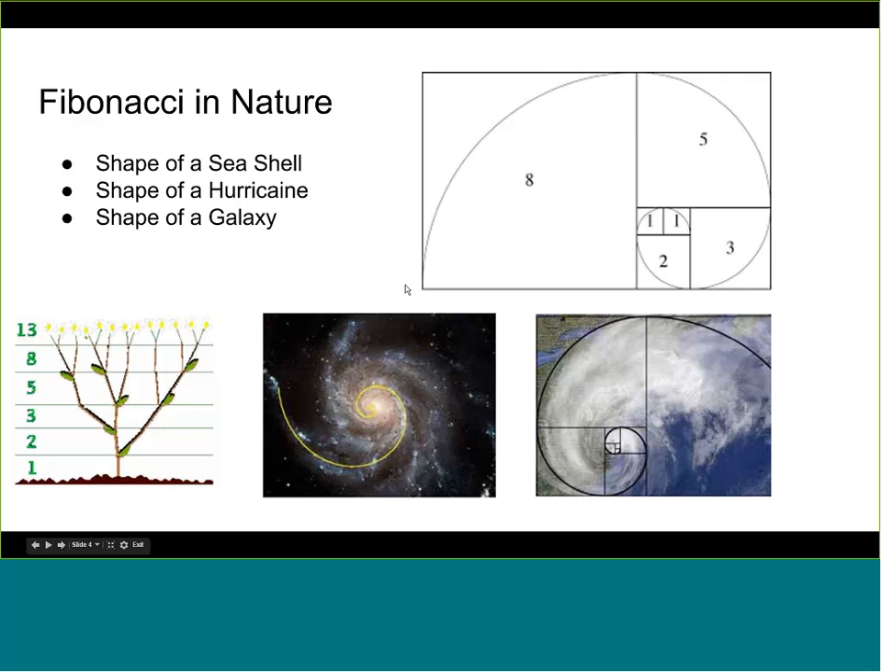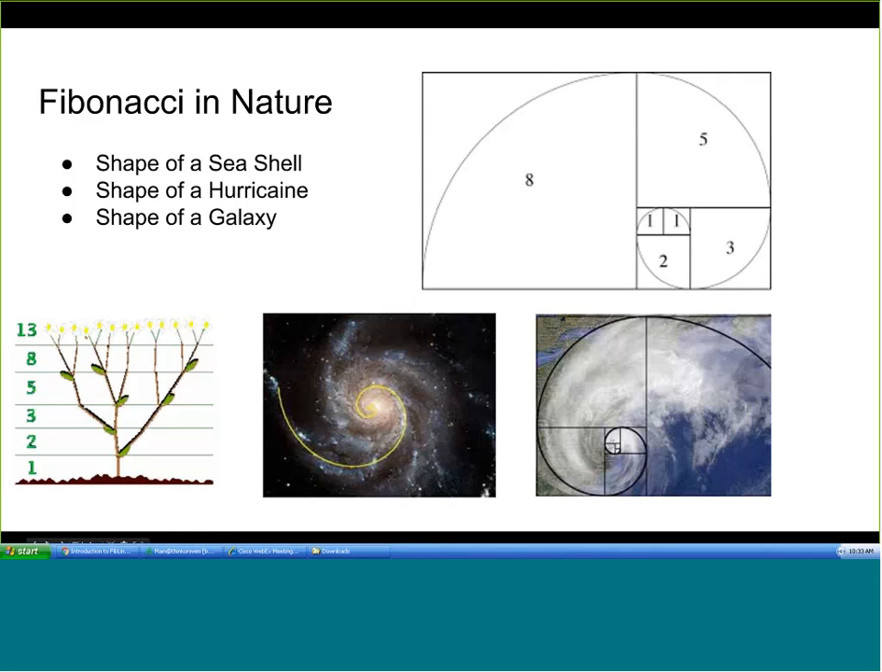Here's some examples of Fibonacci in nature. The shape of a conch or a spiral shell follows the Fibonacci sequence. The spin of a hurricane follows the same basic pattern, the Fibonacci spin, the golden ratio. And of course, the same pattern appears at the largest level in the spin of a galaxy. So this is an example of what they call a fractal pattern in nature. It's a pattern that appears similarly at many different time levels, at both the smallest and at the largest level.